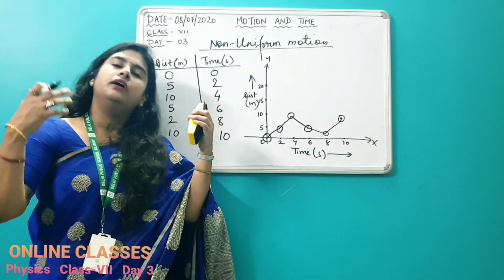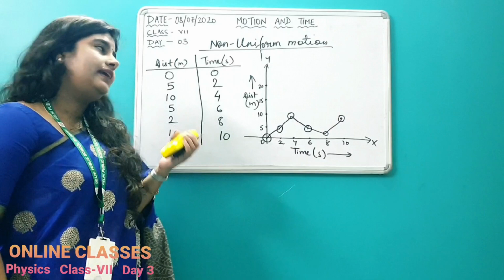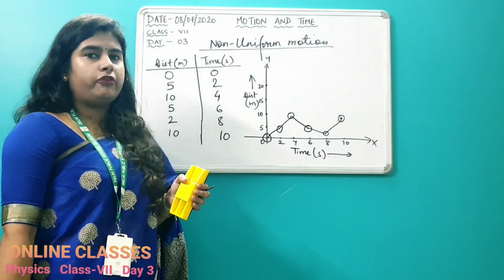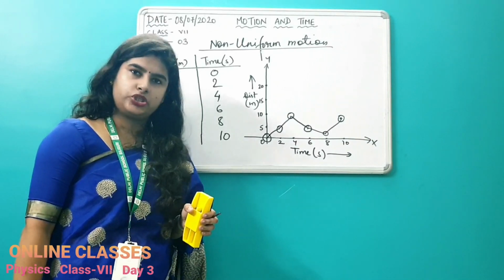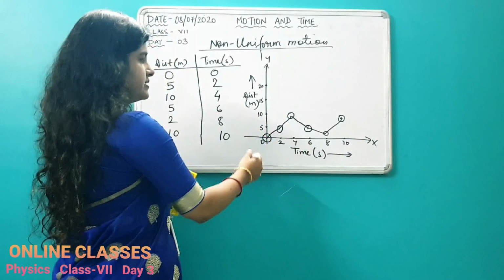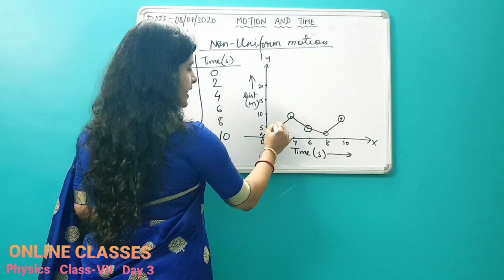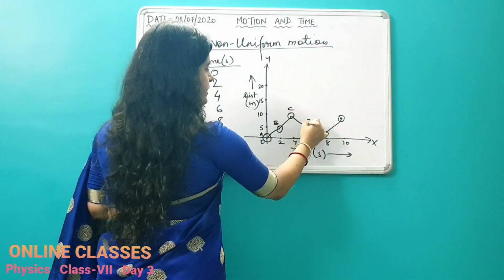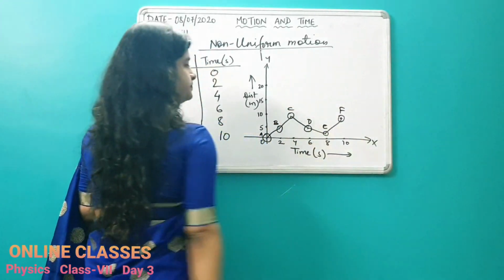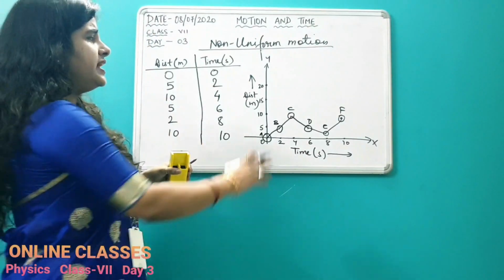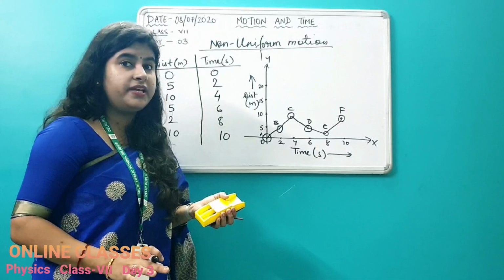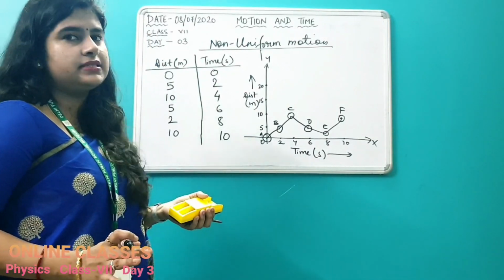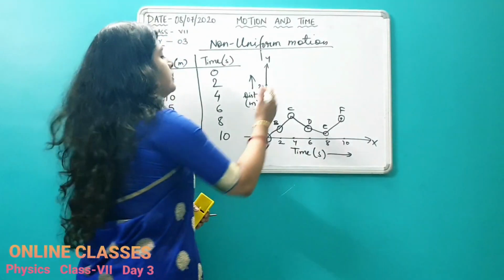So this is understood from the question that this is an example of non-uniform motion, and the graph will never be a straight line for non-uniform motion. Okay. Now again let us name the points, supposing A, B, C, D, E, F. Again, supposing at any two places, 2 points, I will calculate the speed and let me check whether the speed remains the same or not throughout the journey.